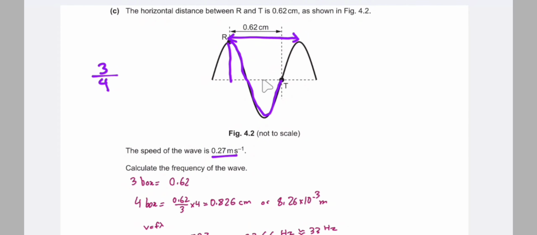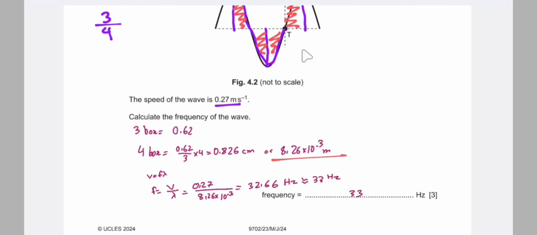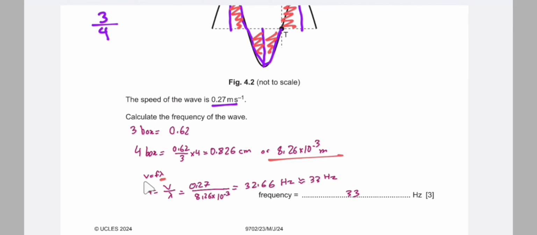It is 1 box, 2 box, 3 box, and 4 box. 4 box is 1 wave. So 3 box is 0.62. What is the 4 box or 1 complete wave? So 1 complete wave is 0.62 by 3 into 4. So we get the value of wavelength. This is 1 wavelength. Now we know the value of wavelength and we know the speed.